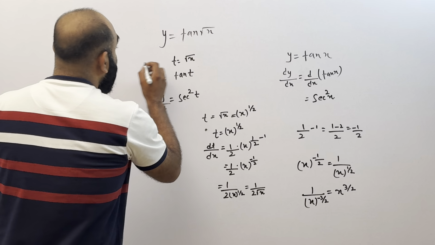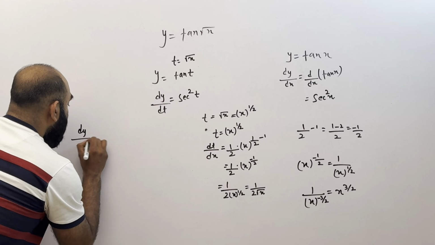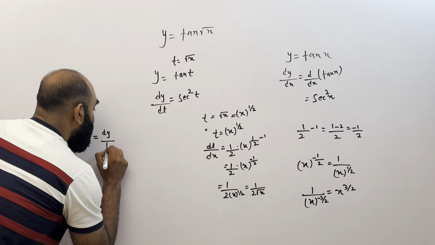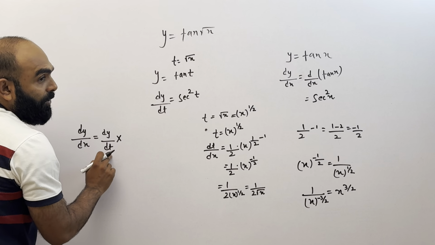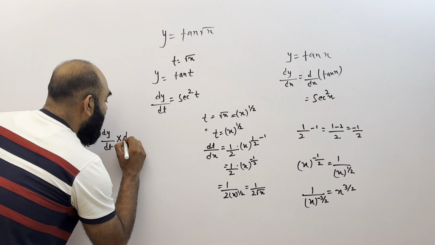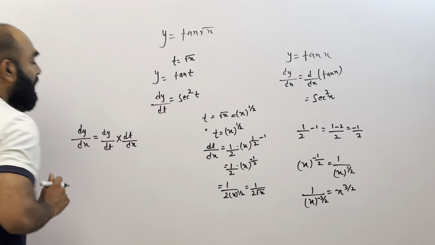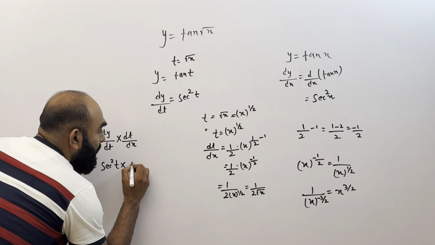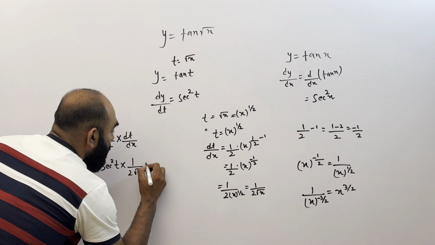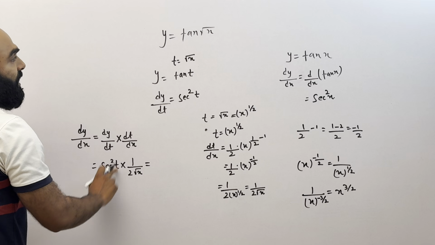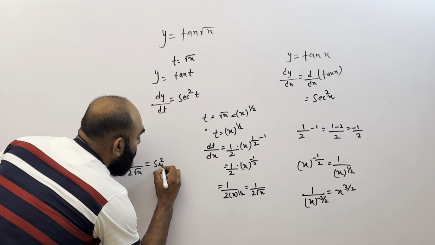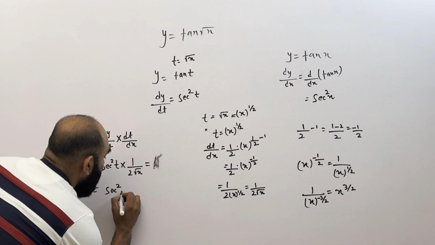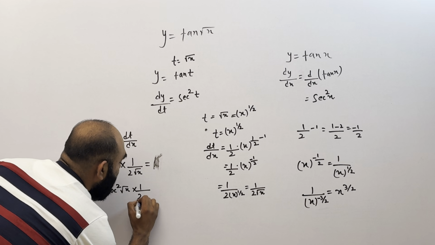Now I am interested in finding dy by dx. So dy by dx is equal to, I have to start with y. Y means dy by dt into dt by dx, so that dt cancels out. dy by dt is sec square t, into dt by dx, which is 1 by 2 root x. So just replace this t. t is replaced by root x. So we have sec square root x into 1 by 2 root x.